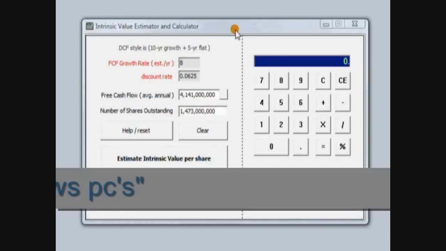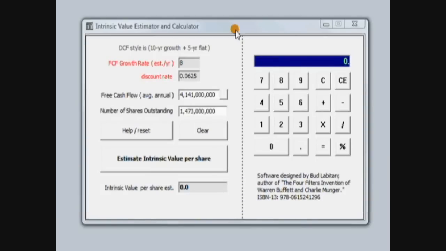This estimator is capable of doing the two-stage discounted free cash flow valuation that we talk about in our videos. And basically it's fairly simple to use. In this box you can put in an assumed growth rate, let's say 7%. You can change the discount rate. You could say make this 0.05 or a 5% discount rate. And then in this area here you could put the average annual cash flow, or in this area you could put the shares outstanding. It comes pre-configured with the Kraft numbers of 2008.